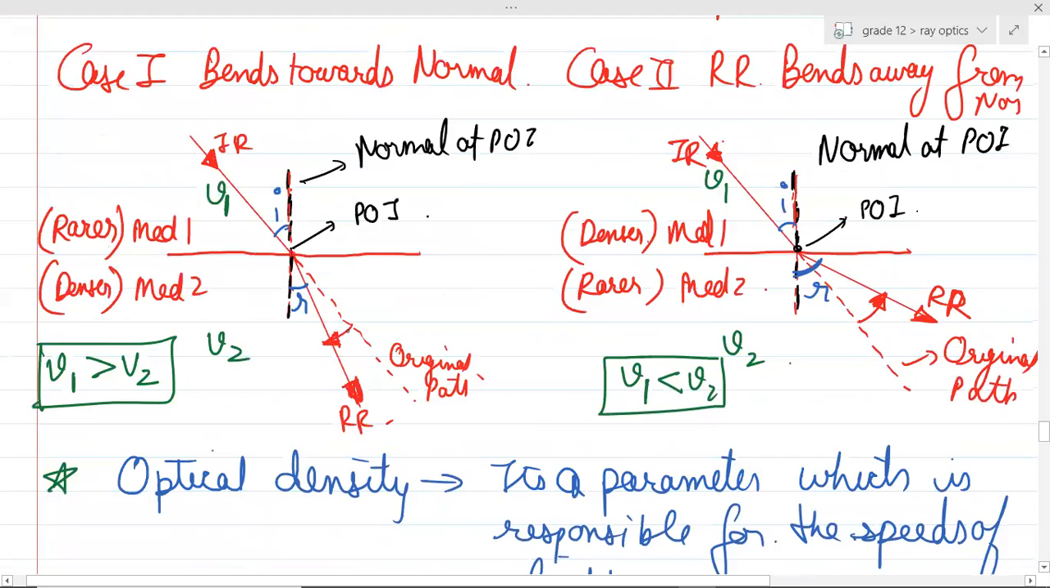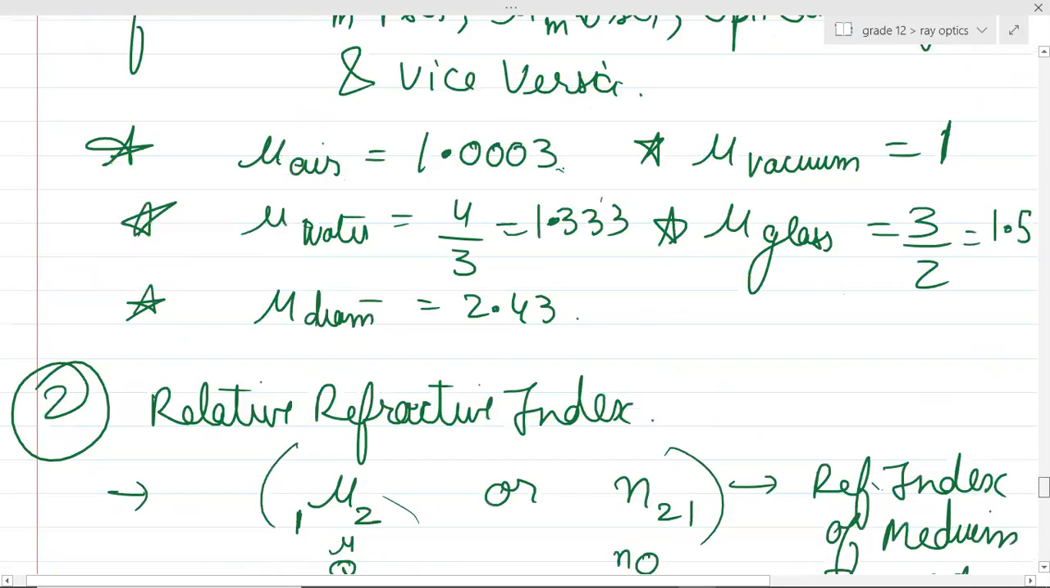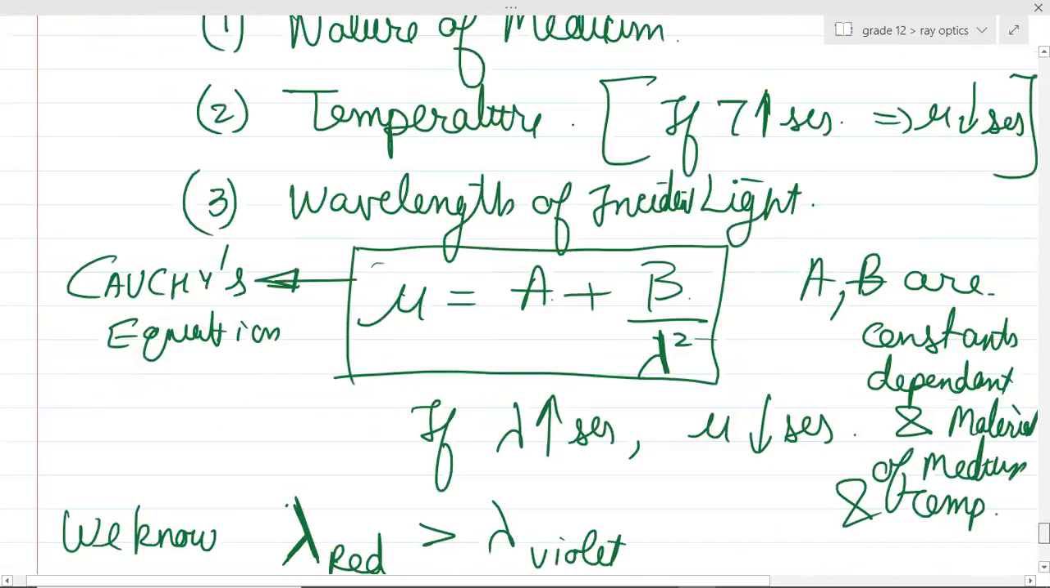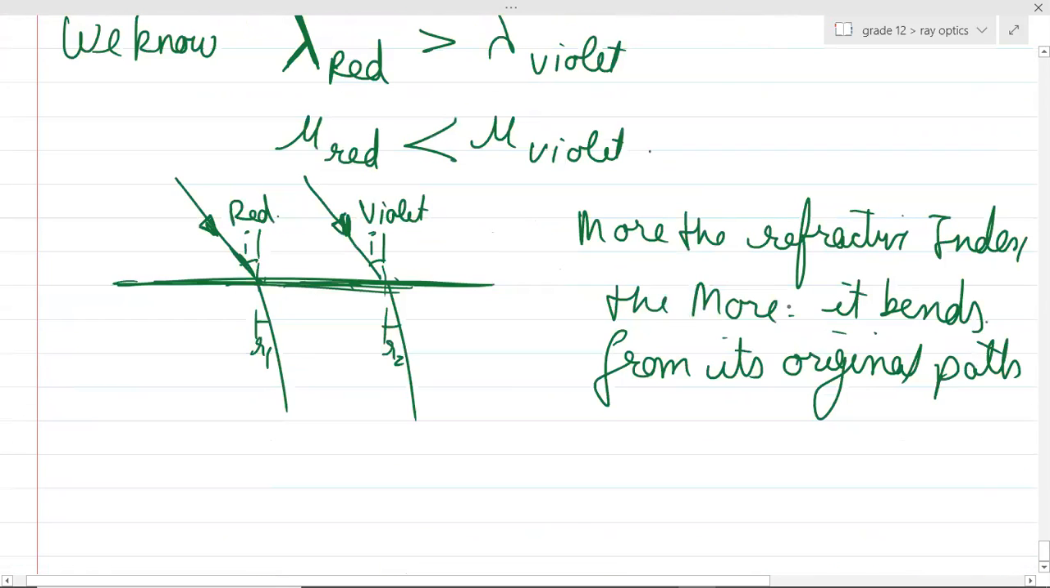This bending, can you see this bending? More the refractive index, more it will bend from its original path. Yes, correct. Sorry, I got confused. Okay, is this clear, guys? Till here? So the refractive index of violet is basically greater than this thing.